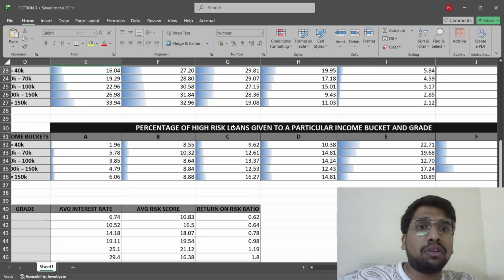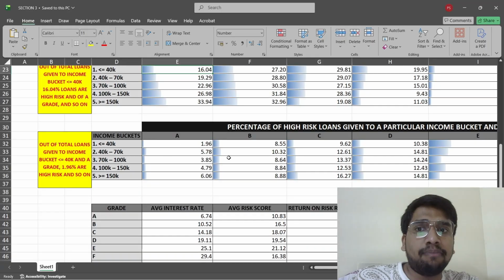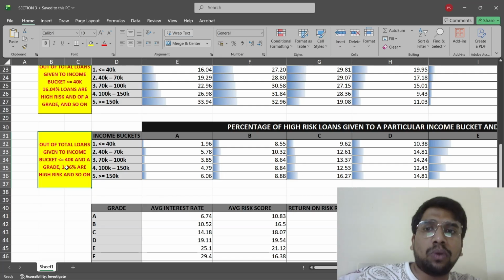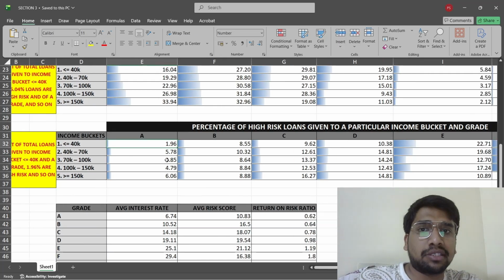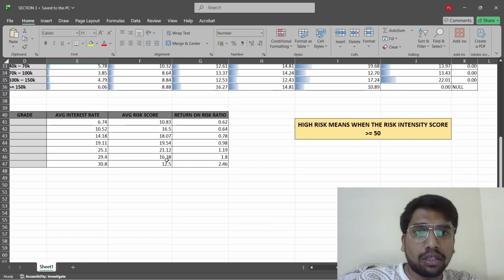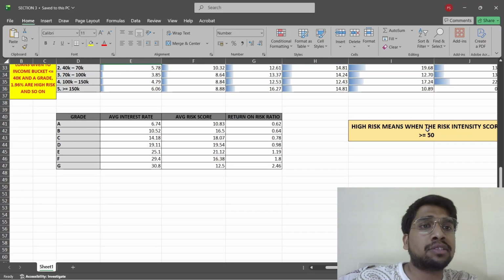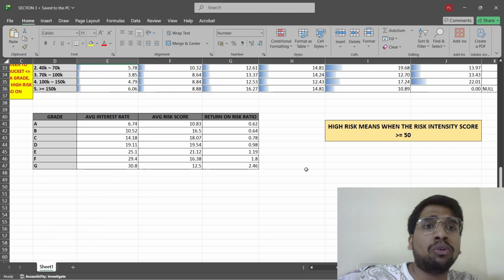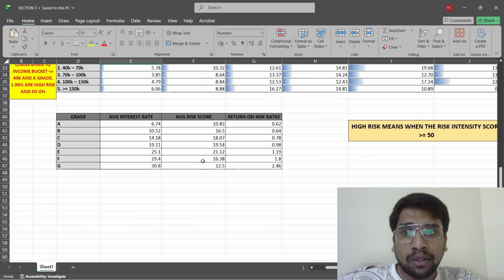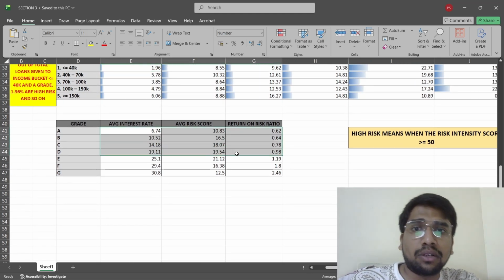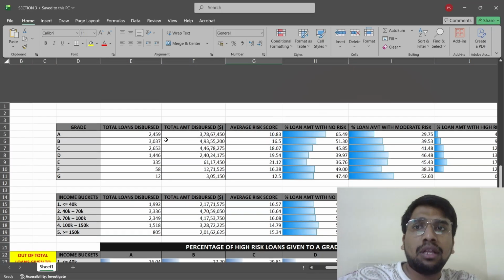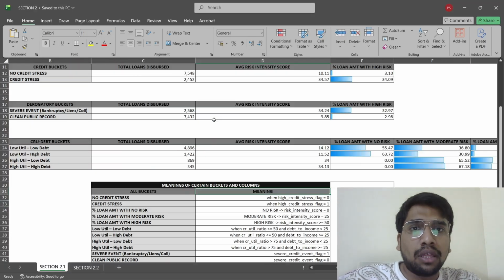Now this one is on the basis of a particular income bucket. Here you can see out of the total loans given to an income bucket of less than $40,000 and grade A, 1.96% are high risk. And here I mentioned that high risk means the risk intensity score is greater than or equal to 50. Then this is another small table that I had made. So this is what section 3 looked like.